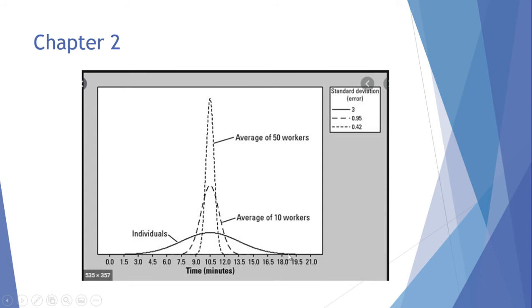So this is a reality of sampling, that the bigger the sample, the closer you're going to get to the truth. And that as you get bigger samples, your curve is going to look more and more like a normal curve. This particular graph is kind of exaggerated to make a point.